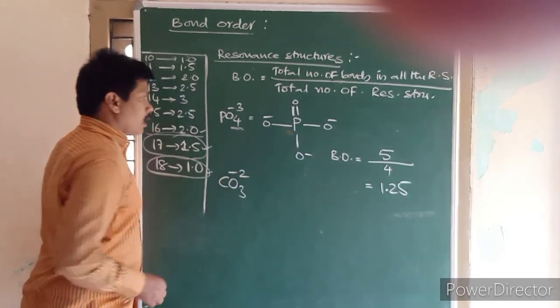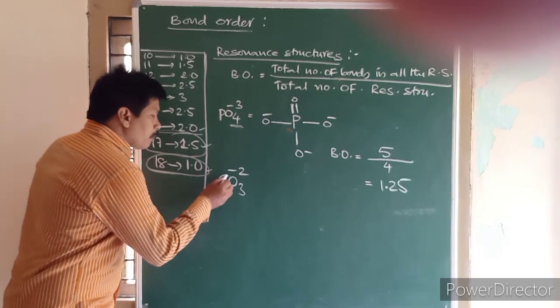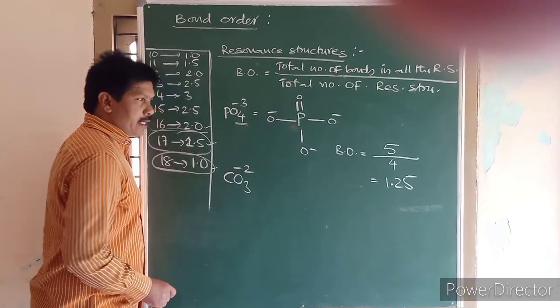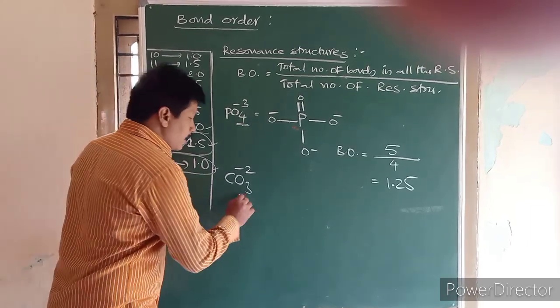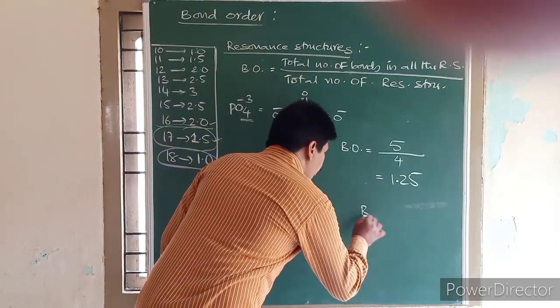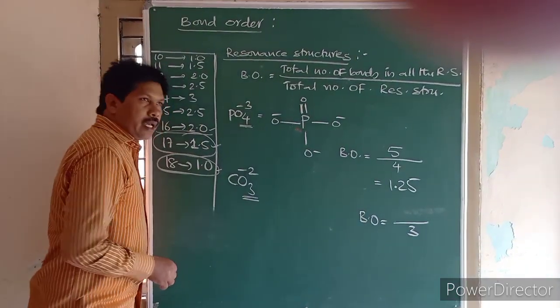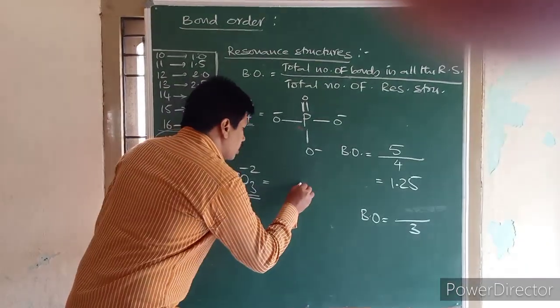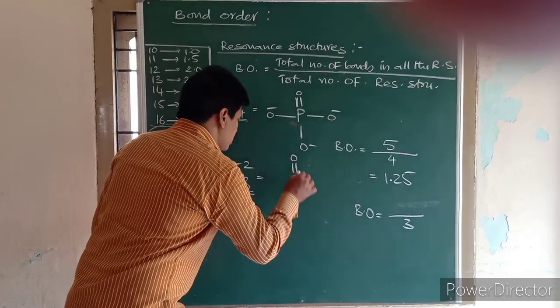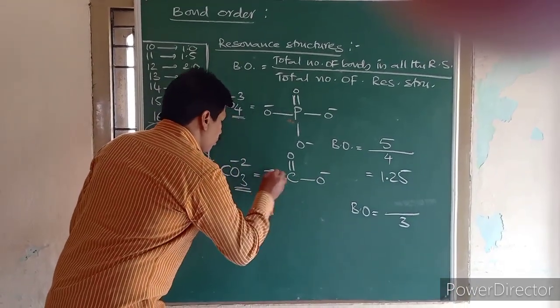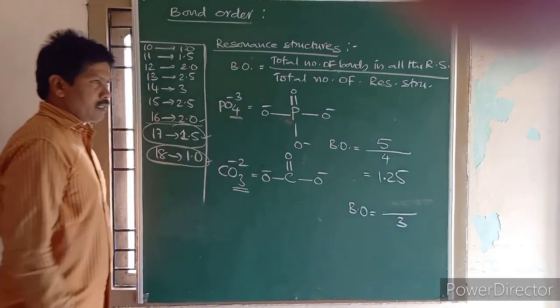CO3 minus 2 ion. The carbon is the central atom. It is surrounded by 3 oxygen atoms. That's why the number of resonance structures becomes equal to 3. And the carbonate ion structure is like this. That is O minus and here also O minus like this.